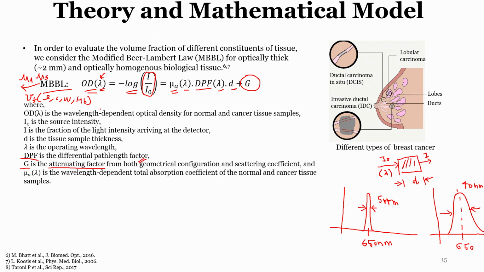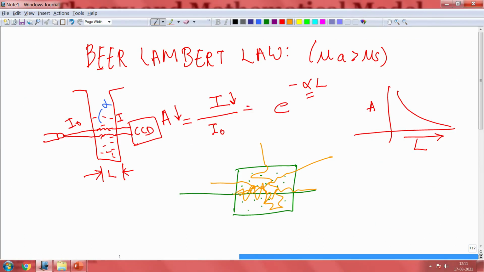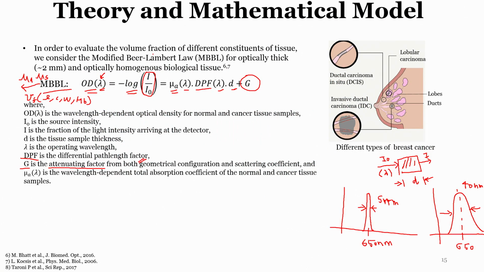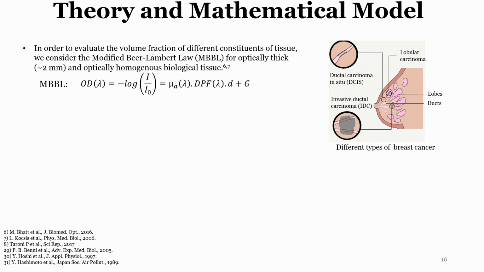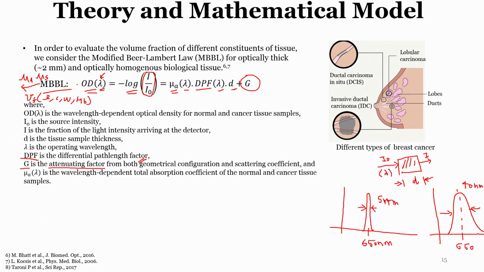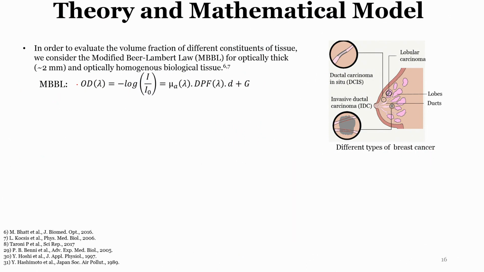Okay. So, we are going to use this modified Beer-Lambert law instead of the Beer-Lambert law. Going to the next, how do we eliminate G, that is the attenuation factor? This is the same equation, the modified Beer-Lambert law. Earlier we only had mu A as a function of wavelength and d, but now we have also introduced the DPF and the G.